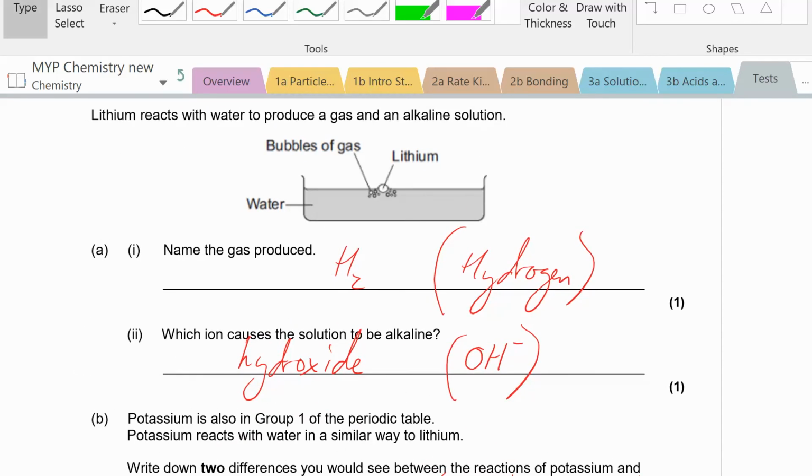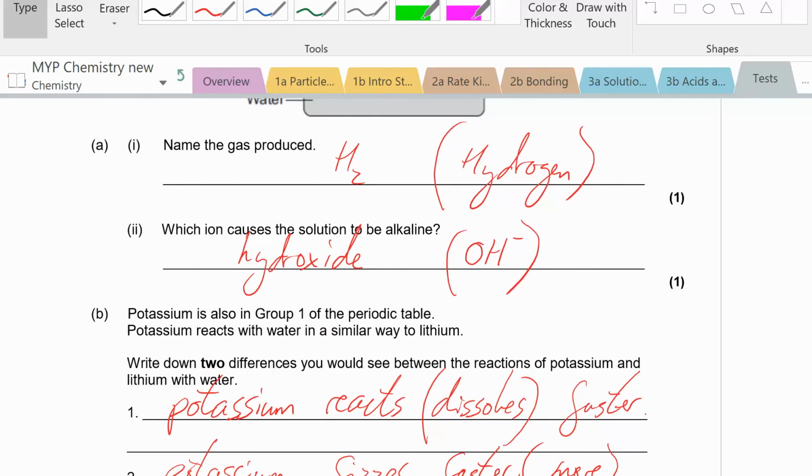Moving on. Name the gas produced. It would be hydrogen gas. You could have put H2 or hydrogen. Anything in brackets is an alternative answer. Which ion causes the solution to be alkaline? That would be the hydroxide.